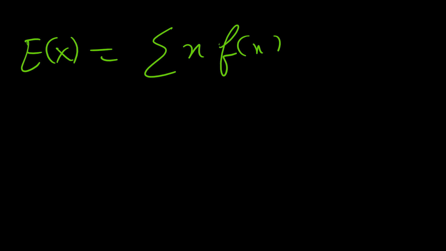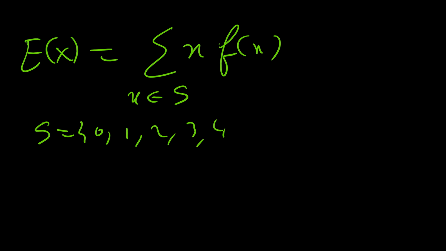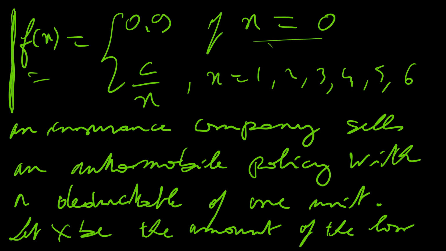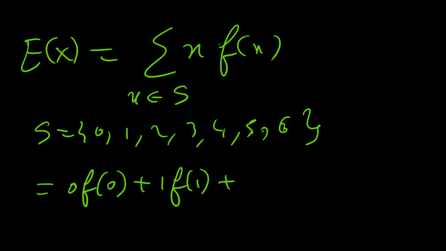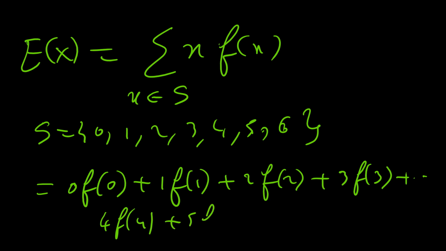So the expected value of x is equal to the summation of x f of x. Here x is in S, and in this case S equals 0, 1, 2, 3, 4, 5, up to 6. The reason is that 0 is also there, then we have these specific values, so that's why I pick the sample space S to be this. So the summation is 0 f of 0 plus 1 f of 1 plus 2 f of 2 plus 3 f of 3 plus 4 f of 4 plus 5 f of 5 plus 6 f of 6.